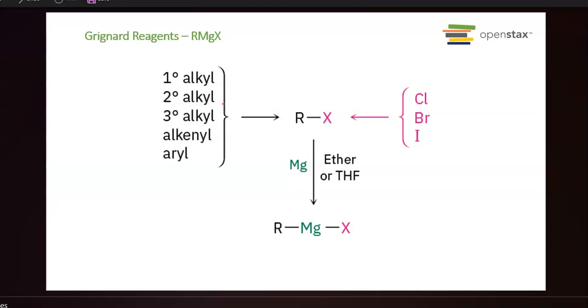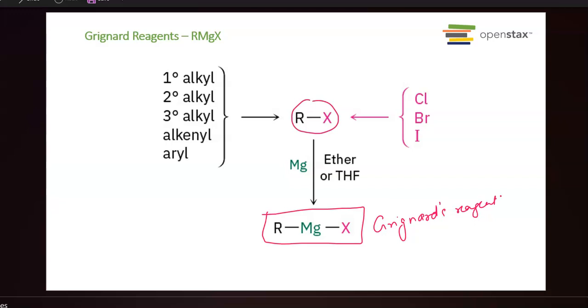Now, this is actually a reaction of alkyl halides, where you can take an alkyl halide and react it with magnesium, where magnesium inserts between the carbon-halogen bond, and we get a very, very useful compound, which is called a Grignard's reagent.